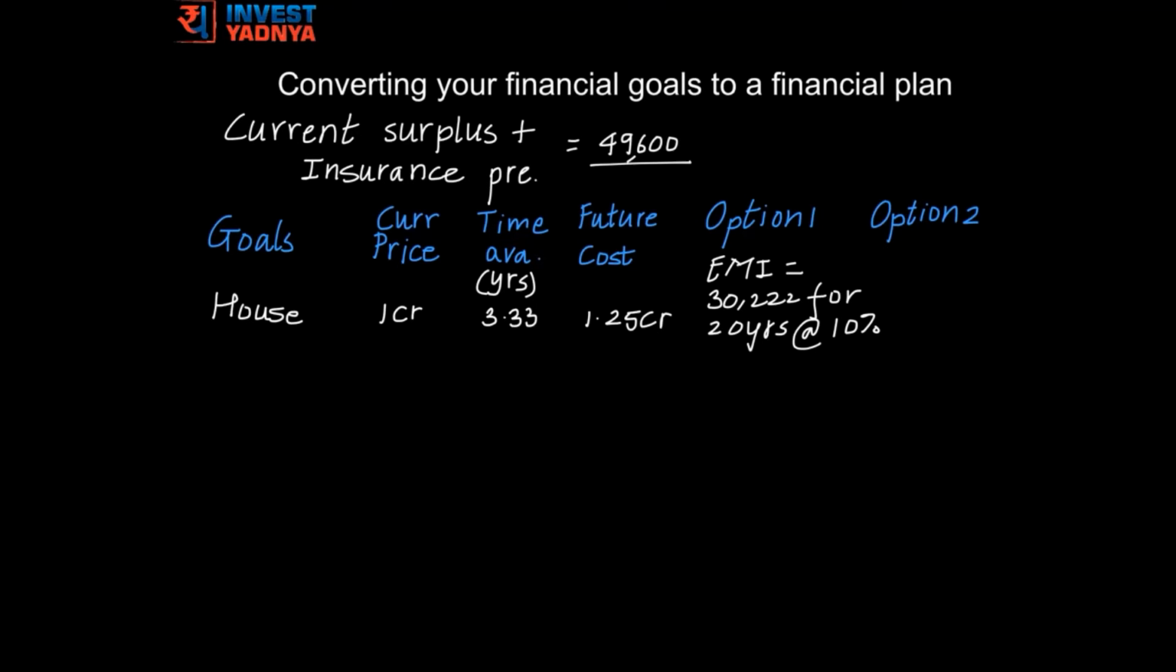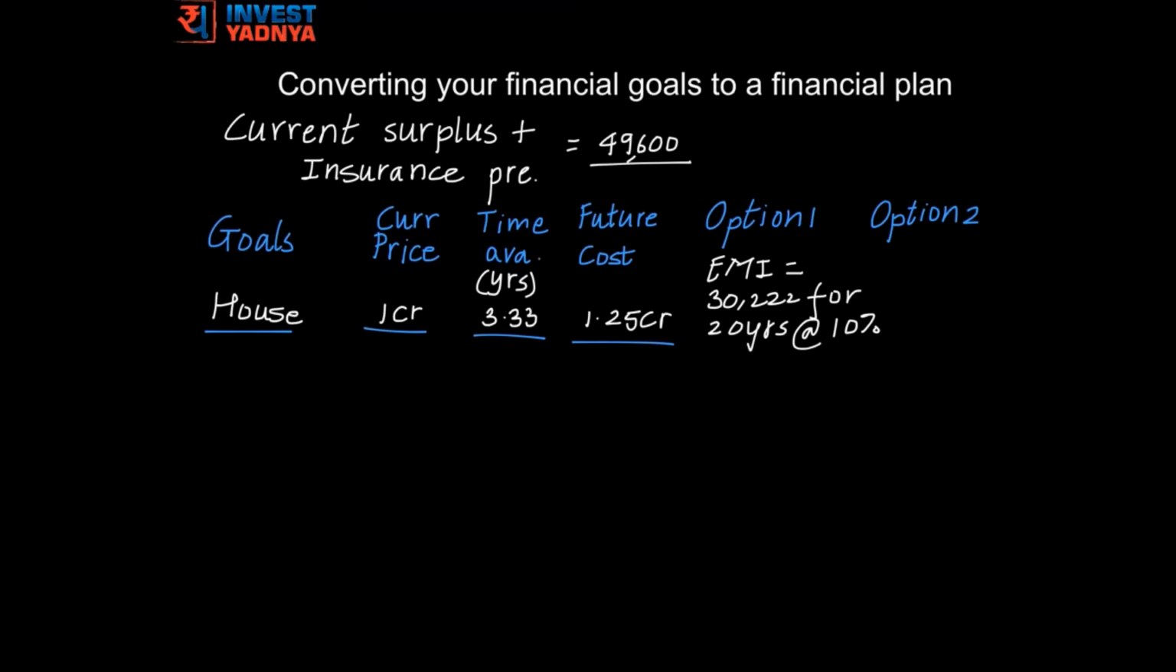The only short-term goal that they have is buying a bigger house after 3.33 years because by this time they will finish off their existing home loan. The house they want to buy currently costs around 1 CR. If inflation is assumed at 7%, the future cost would work out to be 1.25 CR.